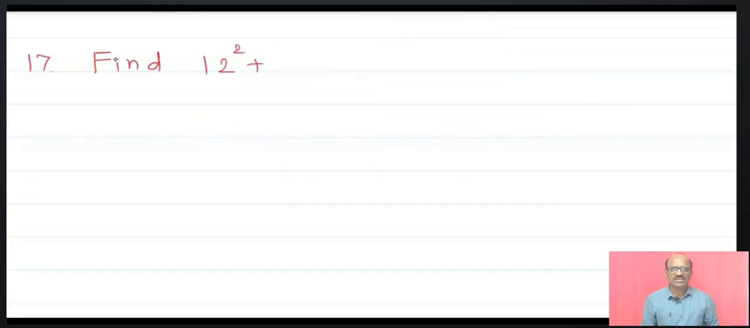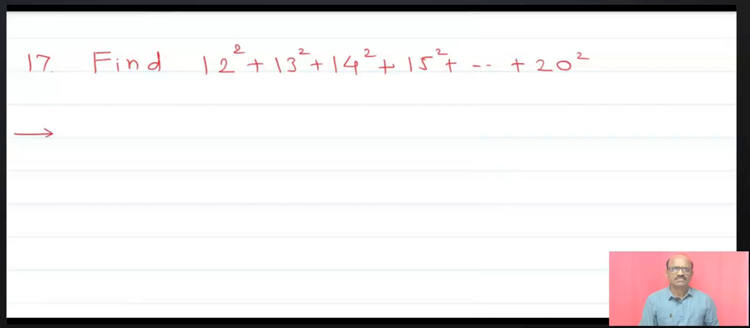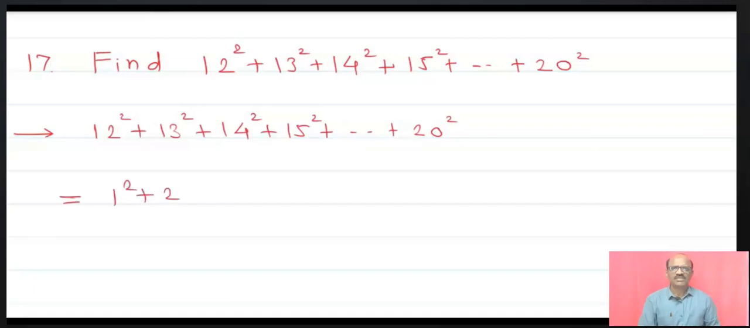Now the question number 17. Here is 12² + 13² + 14² + 15² up to 20². Now to solve this type of problem, we will find the summation of r equals 1 to 20 terms and subtraction. Now see this. That is 1² + 2² + 3² up to 20² minus the sum from 1 to 11, 1² + 2².